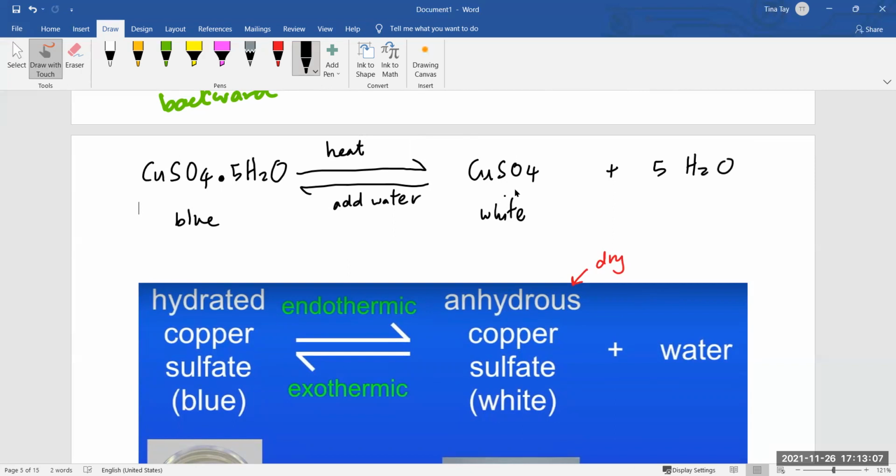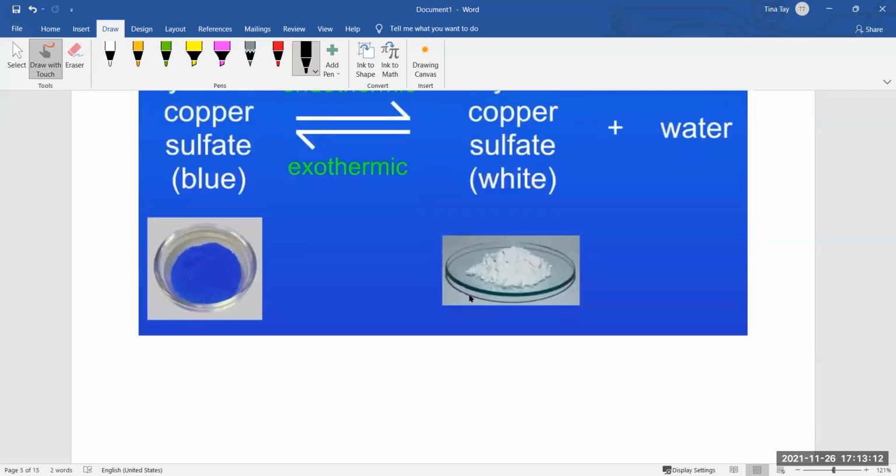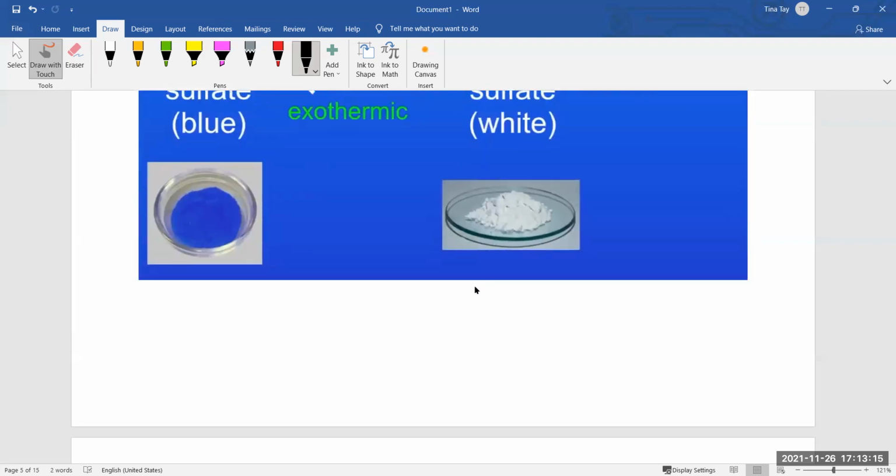Okay, so now what happens is that if I have these two substances, one is water, one is ethanol, 100% pure ethanol. Is ethanol water? No. But does it look like water? Yes, it looks exactly like water.